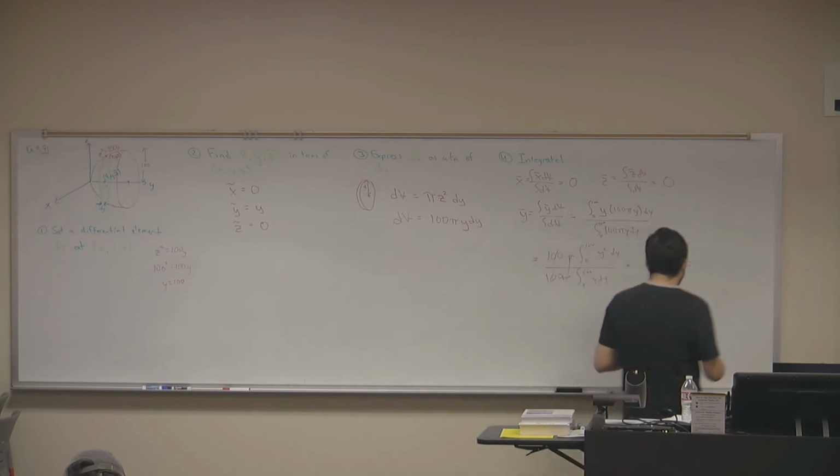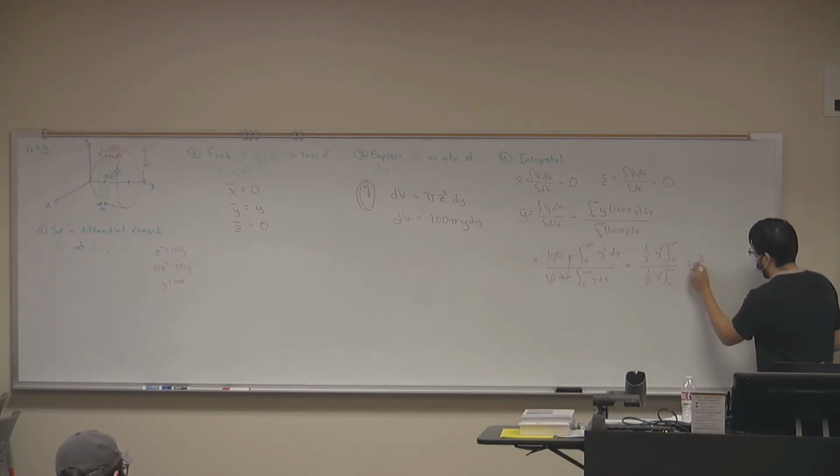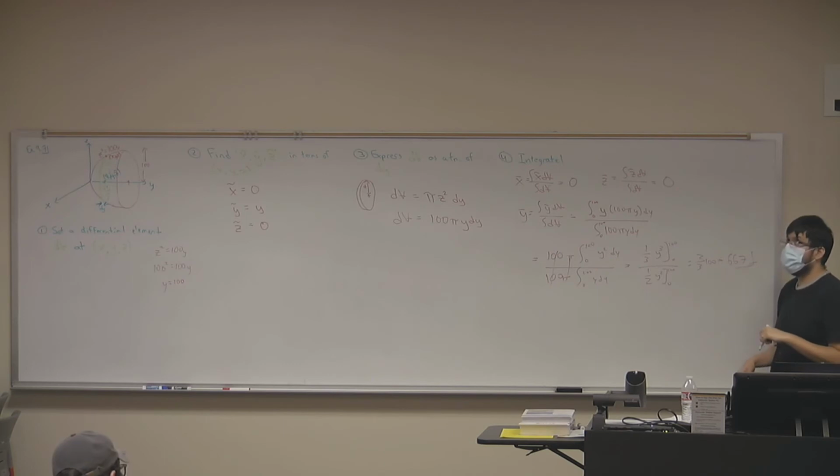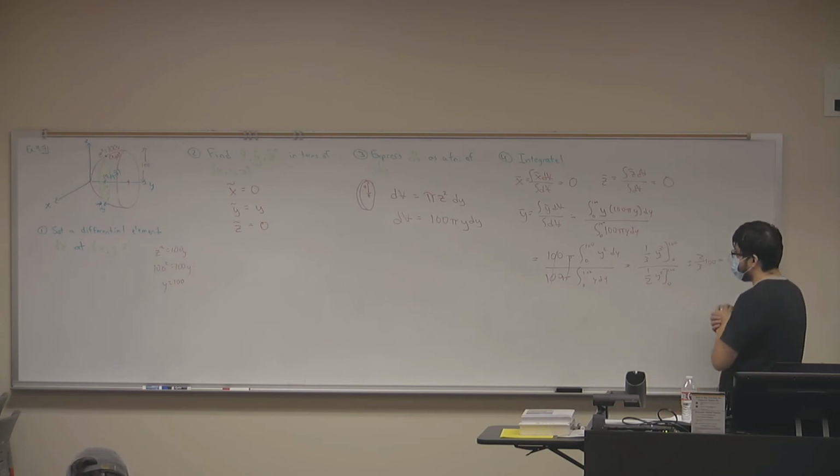All right, so what do we get? 100 cubed over 100 squared, that's 100. So 2 over 3 times 100, that should be 66.7, right? We did it. We solved for the centroid of a 3, not 1, not 2, but 3-dimensional object.